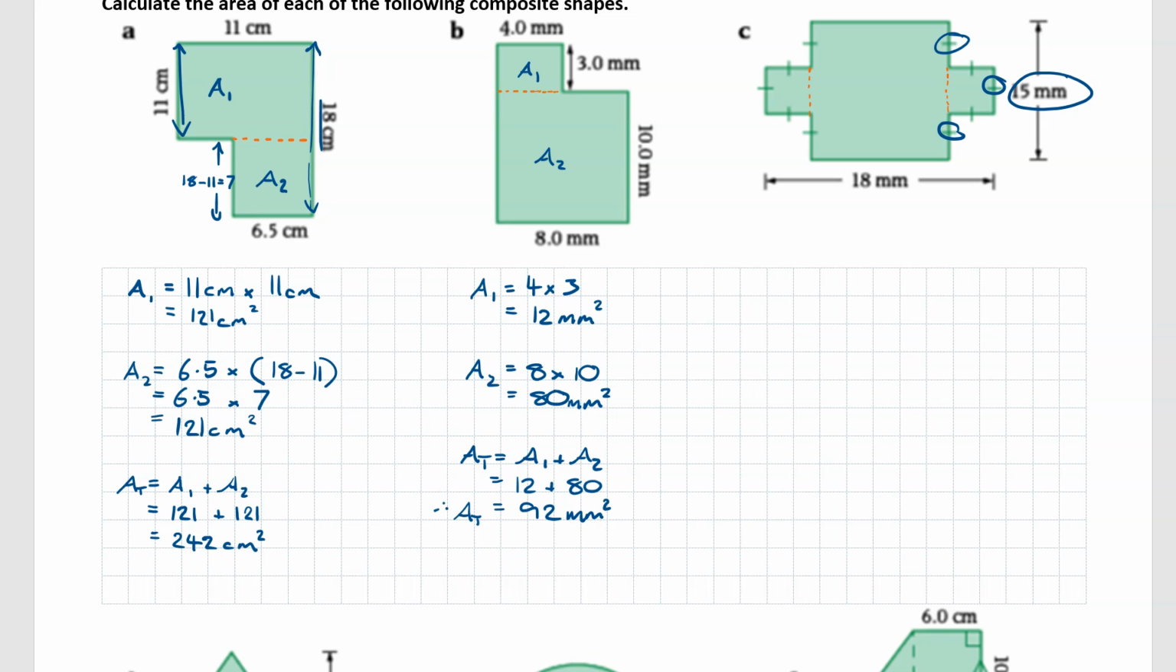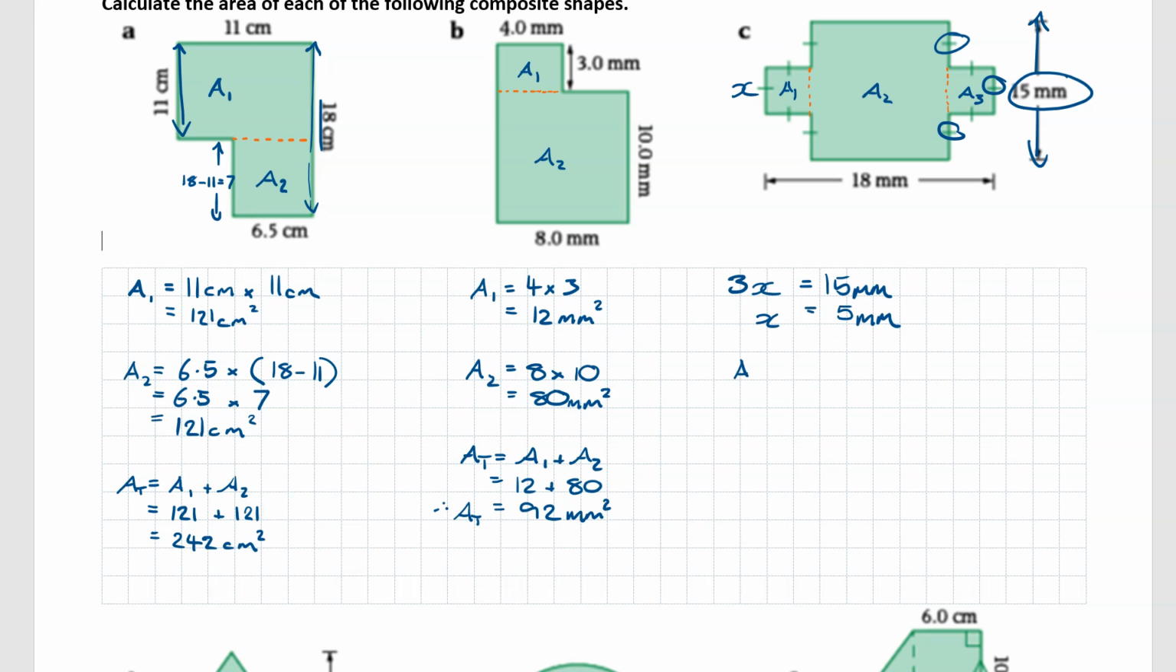So what we'll do is we'll call one of these markings X. So 3X is equal to 15 millimeters. And therefore X itself is equal to 5 millimeters. Reason being there are three lengths of X going vertically like so. So just divide it by 3. Alright, so let's go A1, A2, and A3.